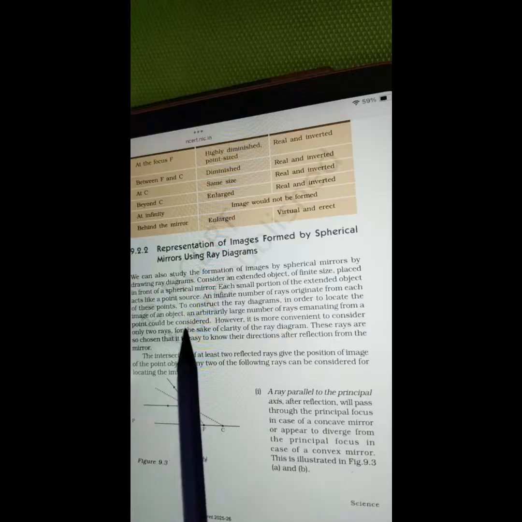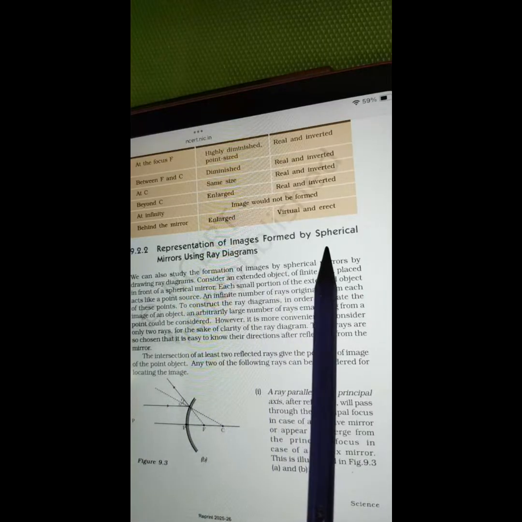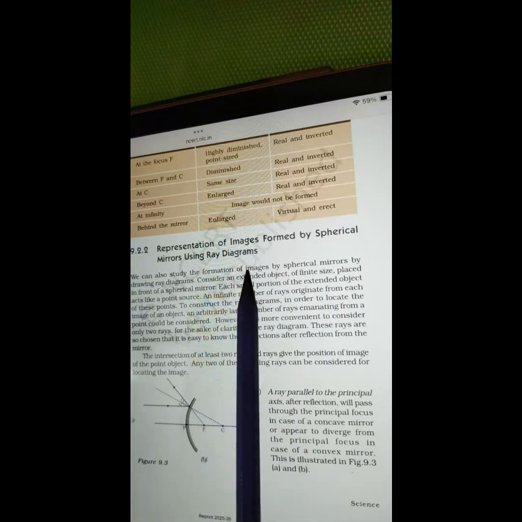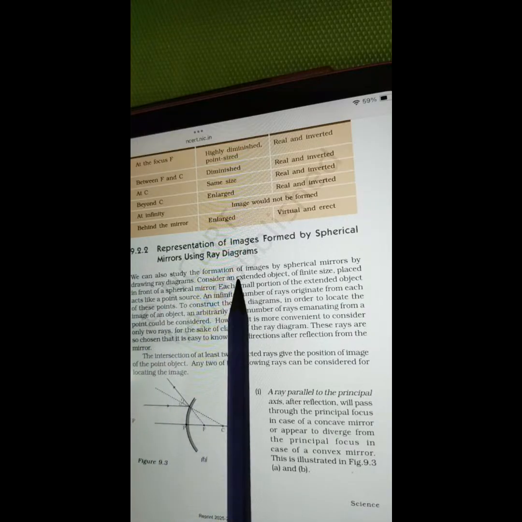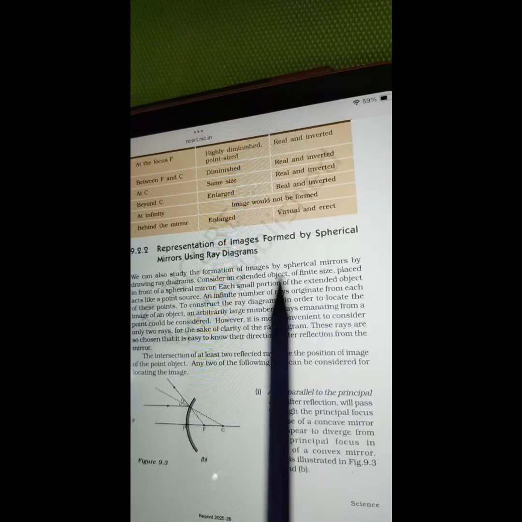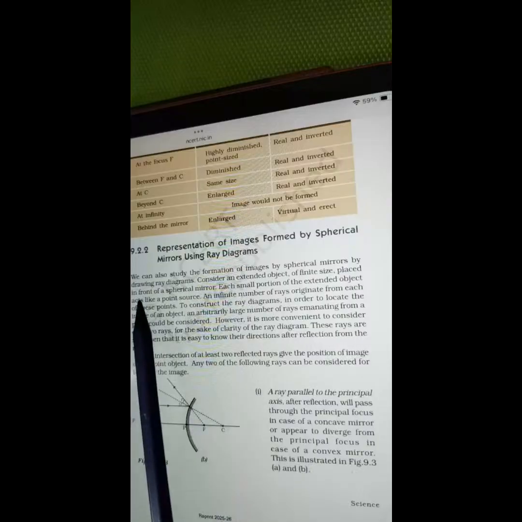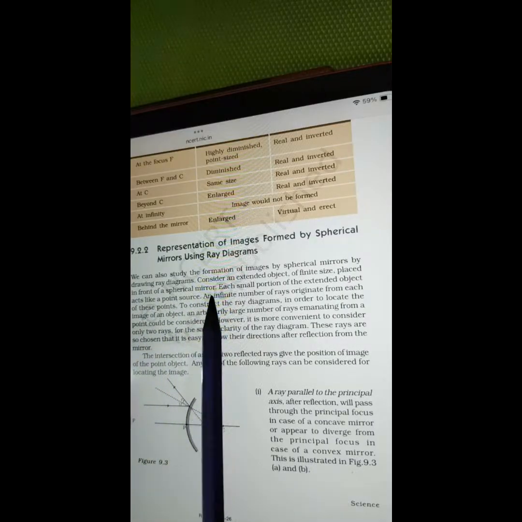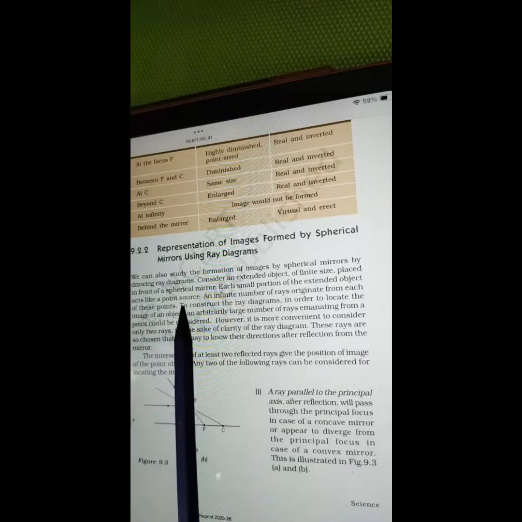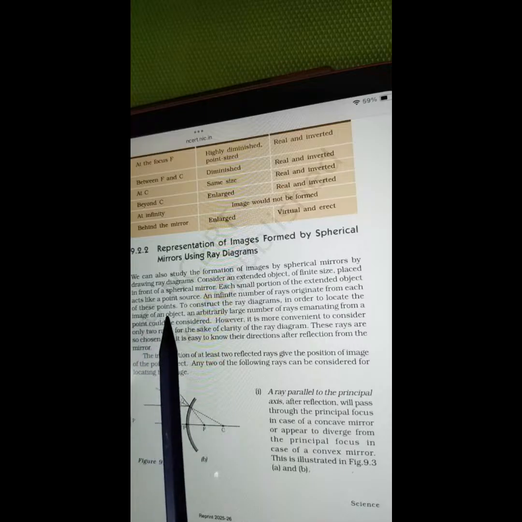9.2.2, Representation of images formed by spherical mirrors using ray diagrams. We can also study the formation of images by spherical mirrors by drawing ray diagrams. Consider an extended object of finite size placed in front of a spherical mirror. Each small portion of the extended object acts like a point source. An infinite number of rays originate from each of these points.